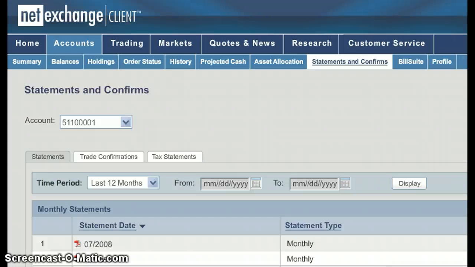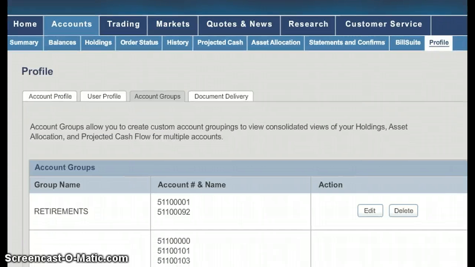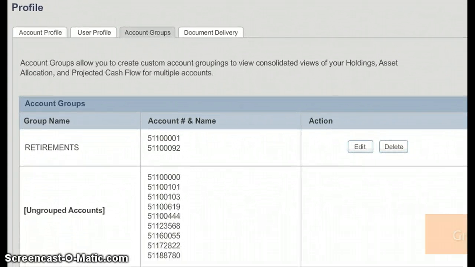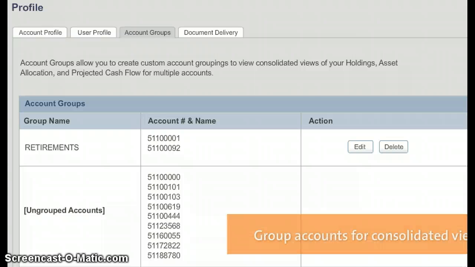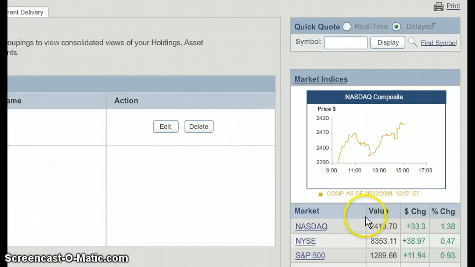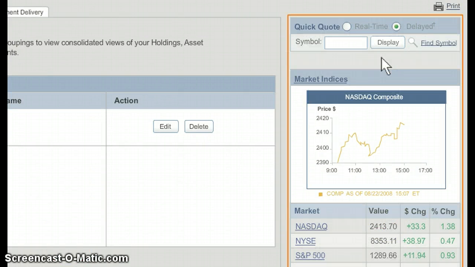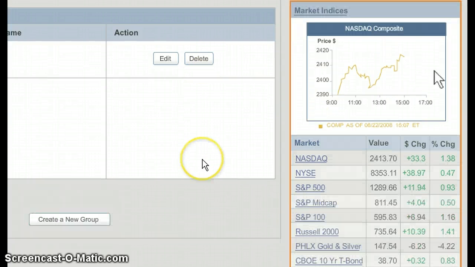By going to the Account Profile page, you can nickname your accounts in order to make it easier for you to recognize which account is which rather than having to look them up by specific numbers. This makes it easier to identify any single account, and you can also group your accounts if you want to look at them in a certain way, for example, the asset allocation of a group of accounts. And on the right side of the screen, you'll notice that you have access to a variety of information about the markets, as well as a quick quote screen.